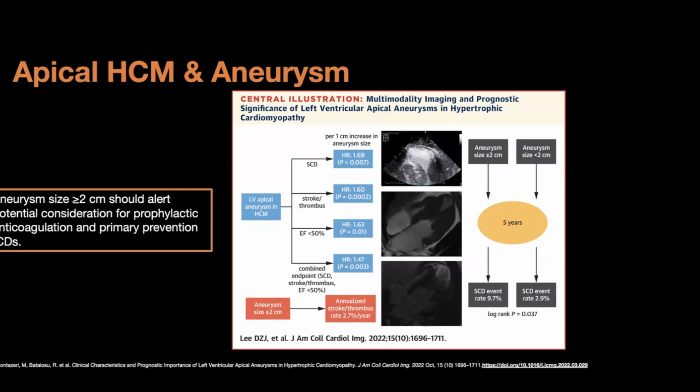Right. Okay. And then just a pertinent point, more clinically relevant for us, is the fact that when we look at the aneurysm size, in this case, it was greater than 2 centimeters. This should alert us to potential consideration for prophylactic anticoagulation and primary prevention ICD. This paper was with Dr. Adler, and he was the consultant working with this patient. So he had discussions in terms of primary prevention ICD. Unfortunately, this gentleman did decline it, but they are at higher risk of sudden cardiac death in the context of these larger aneurysms that we do see, although overall lower compared to the patients with other variants of HCM.